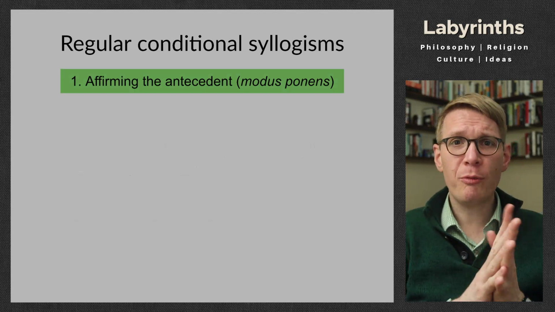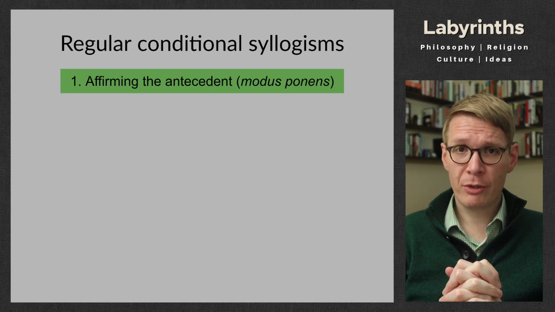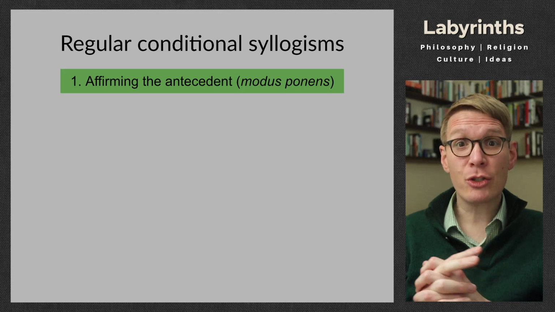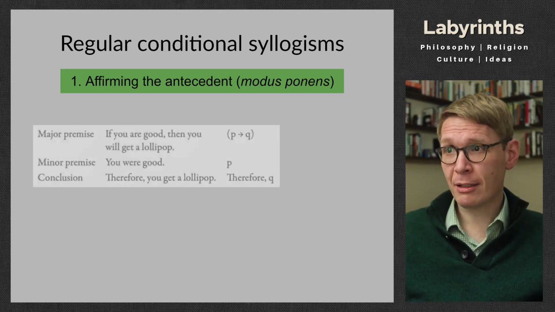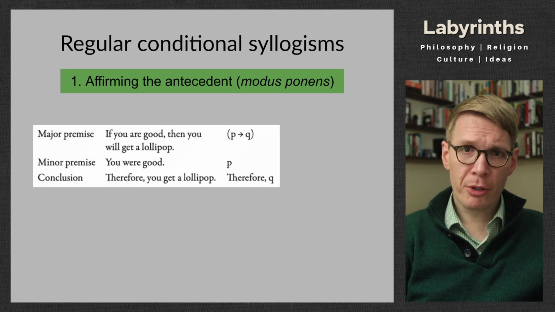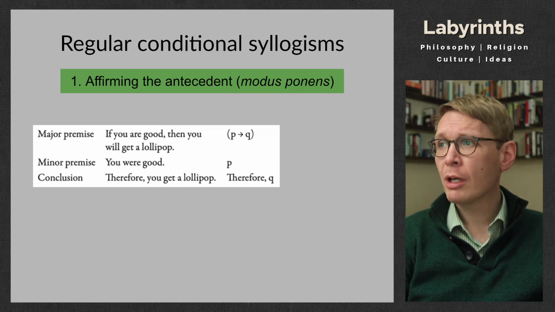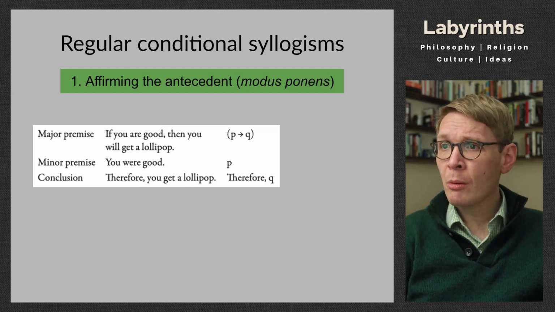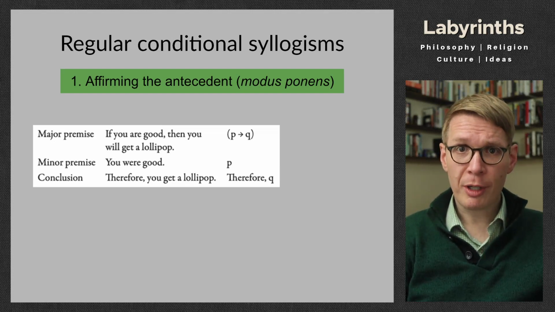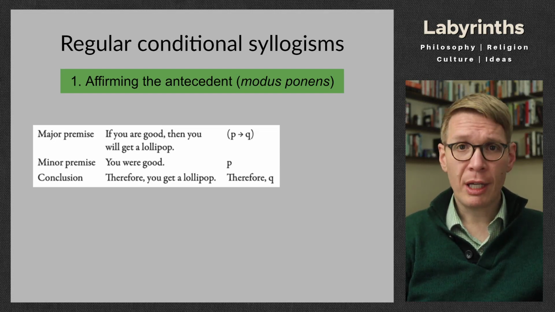So here's the thing. If P then Q, the first possibility would be to say, well, P is true, right? So if P then Q, and then your minor premise basically would say, and P is true. So I'm affirming the antecedent. Here's an example. If you are good, then you will get a lollipop. And that's notated there. This is from Hauser's book. If P, then Q. Minor premise, you were good. So what we're doing is affirming the antecedent. We're saying P is true. And the conclusion is, therefore, you get a lollipop.